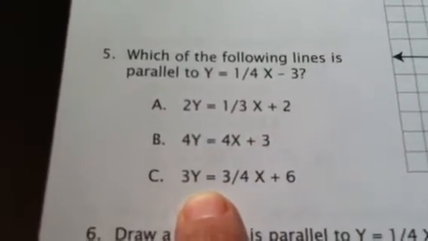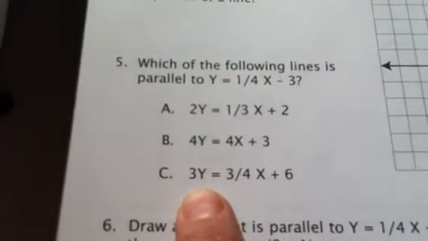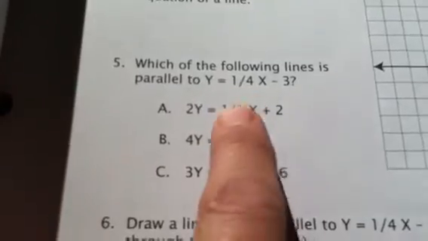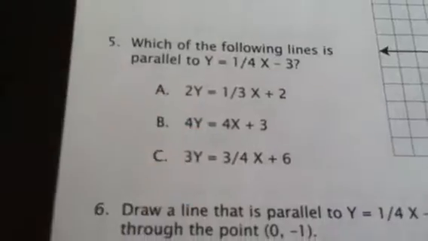So you're going to have to do a little bit of work to figure out what the slope is so I can figure out which one is parallel. Okay? Because I need my slope to be 1/4. If you look real quick, you can't even tell what the slope is. So let's work on it.